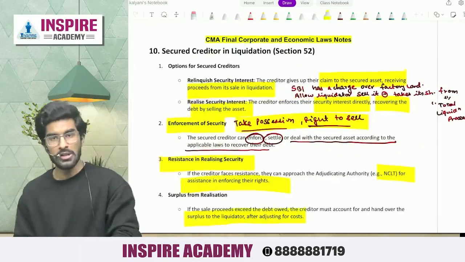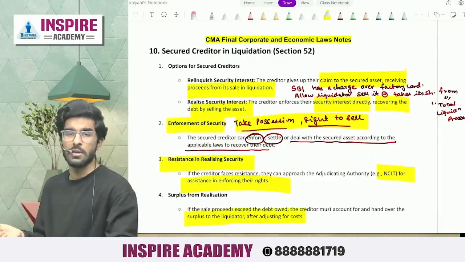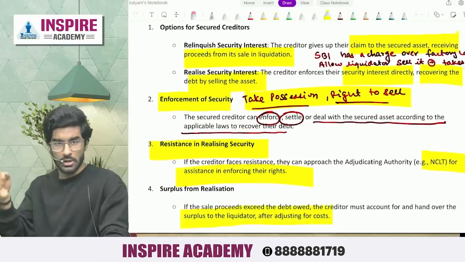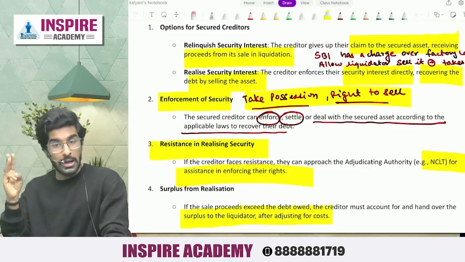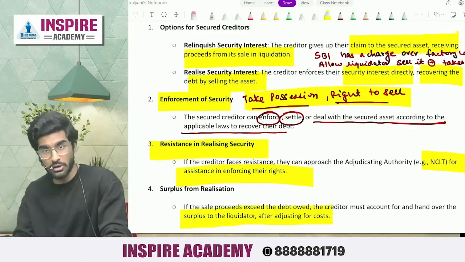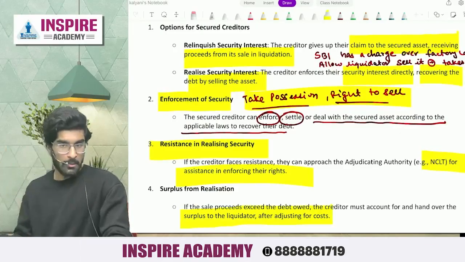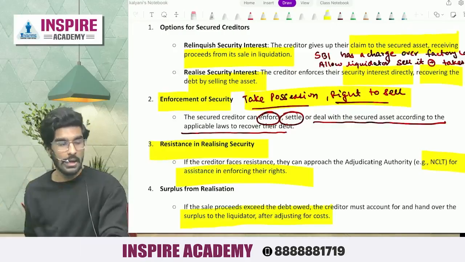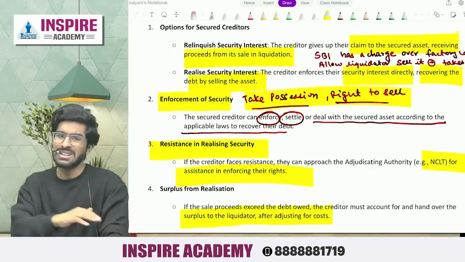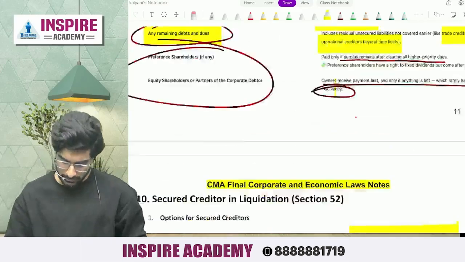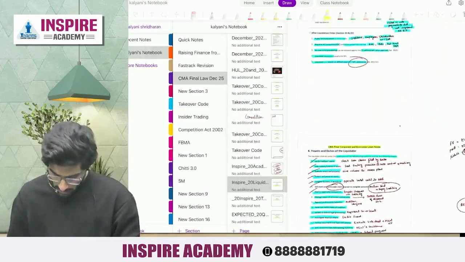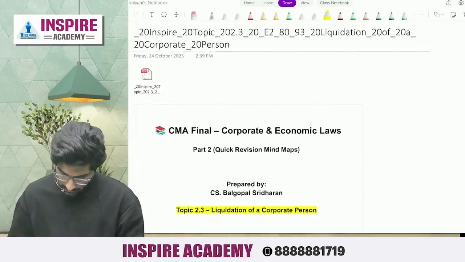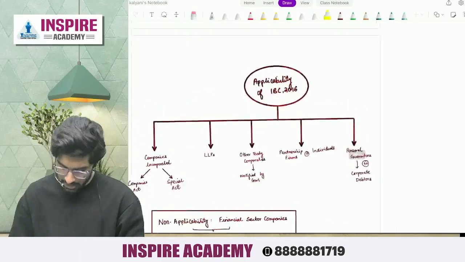So 4 points we understood. Number 1 is options for the secured creditors: relinquish or not to relinquish. Number 2 is enforcing. Number 3 is if resistance has been caused, they can go to NCLT. And number 4 is whatever surplus has been realized, they have to give it back to the liquidator. That's it, people. We are done. Chalo. Now let's quickly revise every single thing we have studied till now.